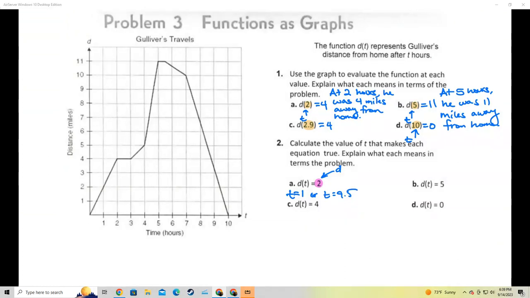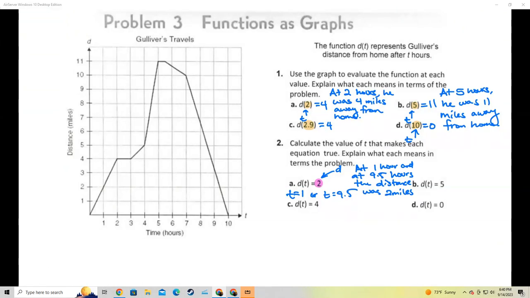As far as the sentence is concerned, we're going to say at 1 hour and at 9.5 hours, the distance was 2 miles. This is what makes going backwards a little bit tougher: a lot of times you're going to get more than one answer.